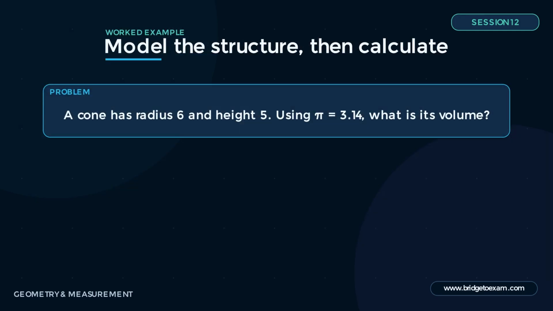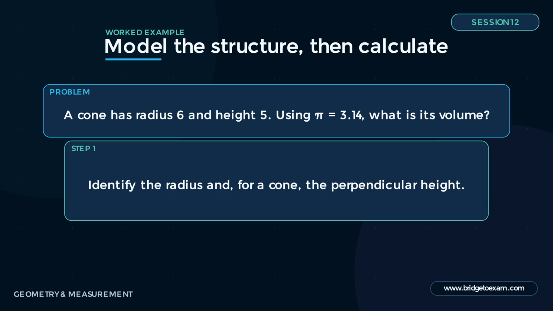Let us model a complete example. A cone has radius 6 and height 5. Using pi equals 3.14, what is its volume? Step 1 is to organize the information. Identify the radius and, for a cone, the perpendicular height. Step 2 chooses and sets up the relationship. Write the complete formula before entering numbers into a calculator.